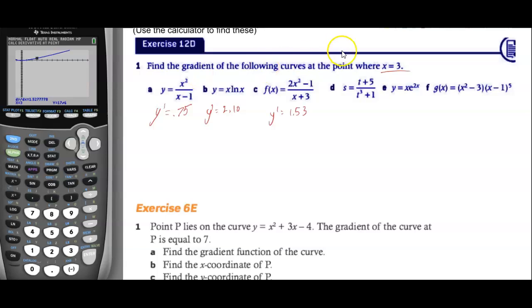Okay, next one. s equals t plus 5 divided by t cubed plus 1. Again, we're going to want to use math number and n/d. And we're going to put x plus 5 on top because there's no t. We need to replace any variables that are not x with just x. x cubed, right arrow, plus 1, graph.